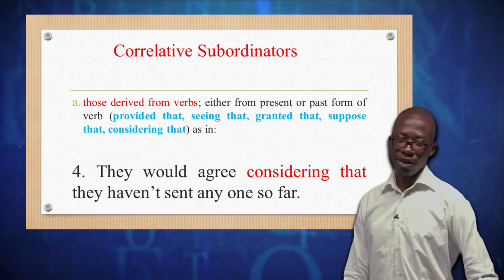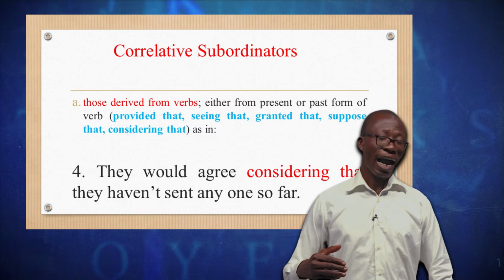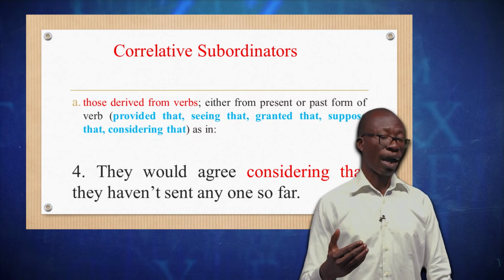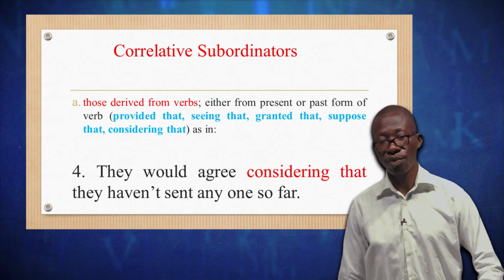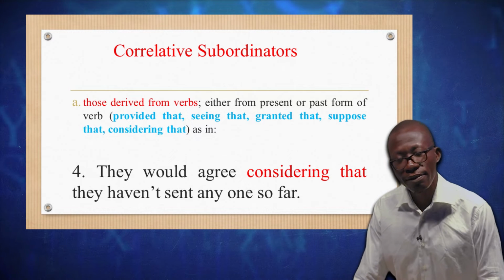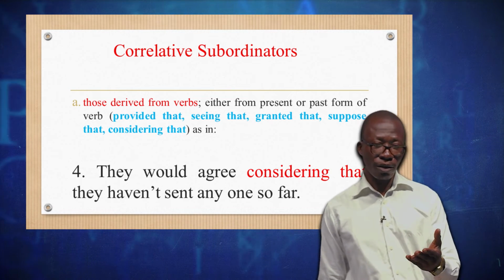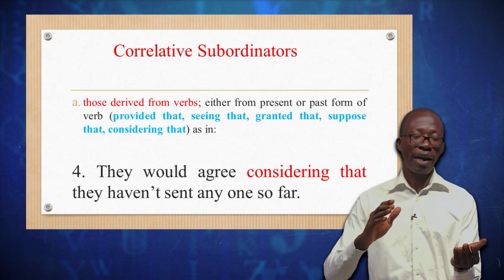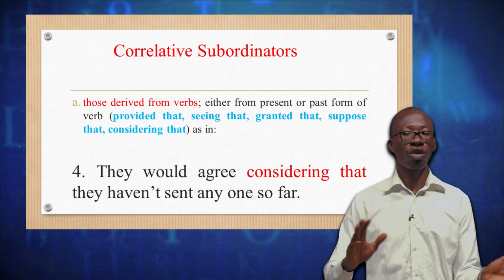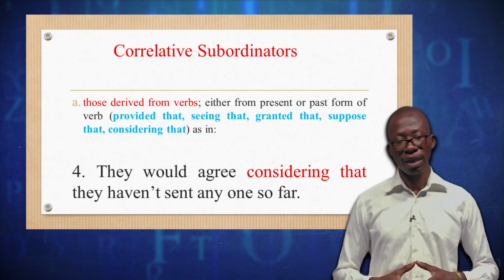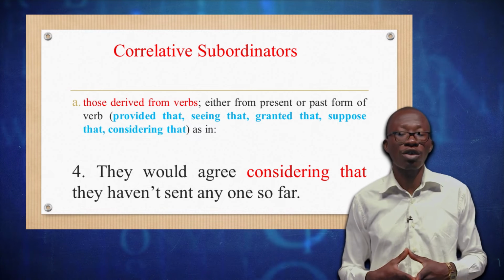Now, what we are trying to say is that their action of not sending anyone implies that they will agree to something that was proposed to them. That's the message in that sentence. But let's see whether again we can reposition the clauses. Let's see whether we can reposition the two clauses. They would agree, considering that they haven't sent anyone so far.